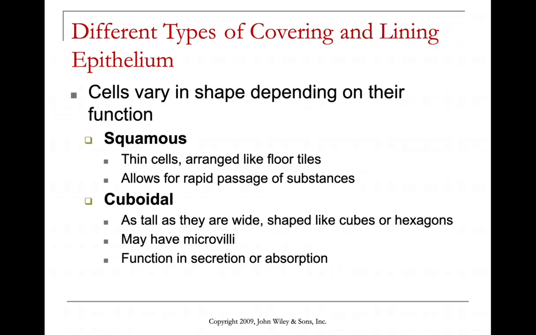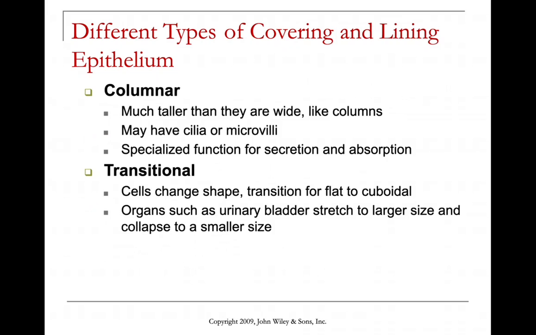So cells vary in shape, and that will depend on their function. A squamous cell is thin, arranged like floor tiles, with kind of irregular shapes. This is going to be good for the rapid passage of substances. Cuboidal cells are not actually going to be squares, but they're similar in height and width. They may be shaped more like cubes or hexagons, but they're approximately equal in height and width. They may have microvilli. These are good for secretion and absorption.